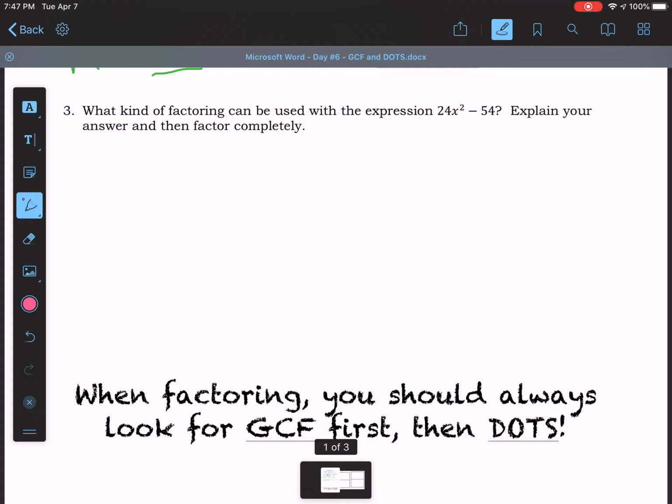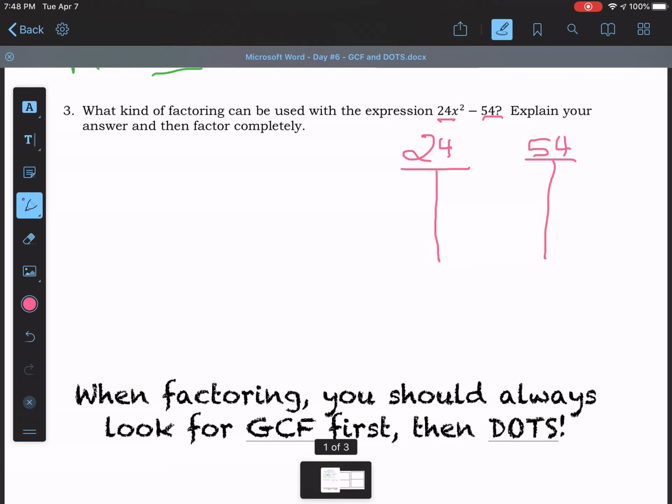So if you look here, we do have the x squared the way we had in the previous problem, but if you look at the 24 and the 54, neither one of those are perfect squares. So we actually always want to first check to see, do we have a greatest common factor? So right now I'm going to list my factors of 24, and I'm going to list my factors of 54.